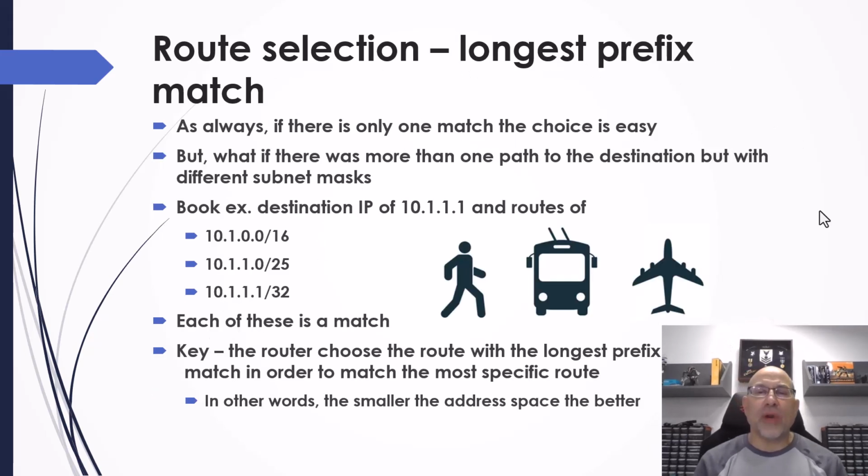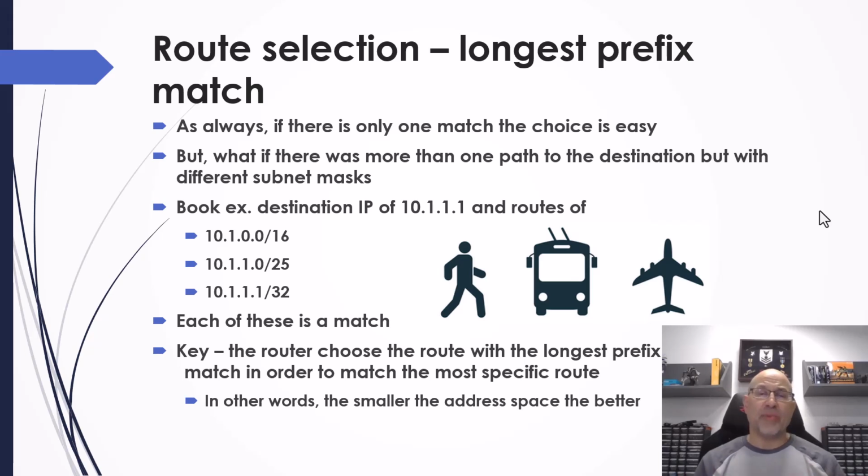Now let's do route selection based on the longest prefix match. It doesn't really matter what goes on in the administrative distance and the metric if one of your routes has a better prefix match. Now the goal is to have the longest prefix match in order to match the most specific route. In other words, it gets it much closer to the destination.